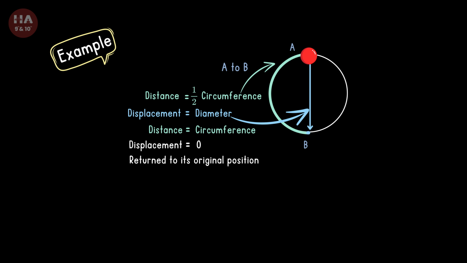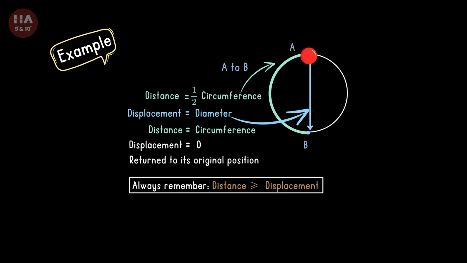So from these two examples, we can deduce that distance is always greater than or equal to the magnitude of the displacement. Can you tell when both distance and displacement will be equal? Yes, you guessed it right. When the object travels in a straight line without reversing its path.